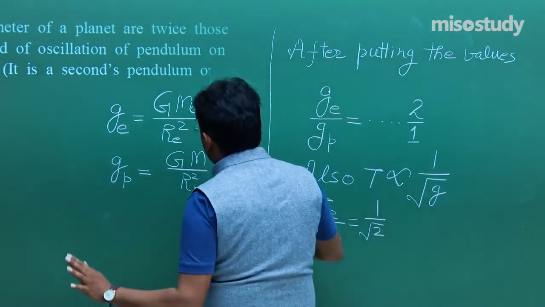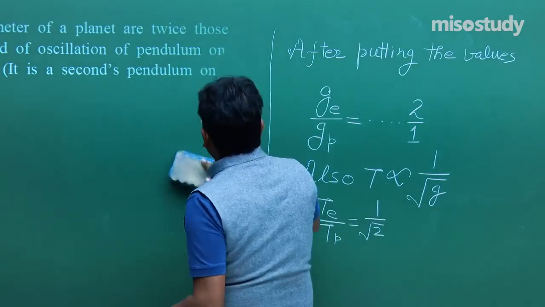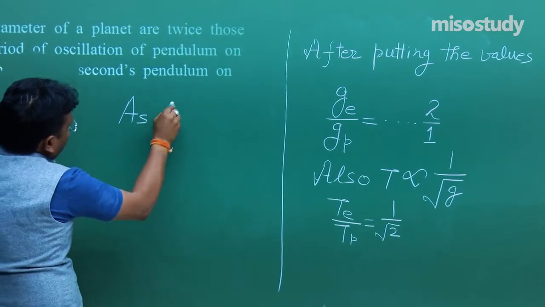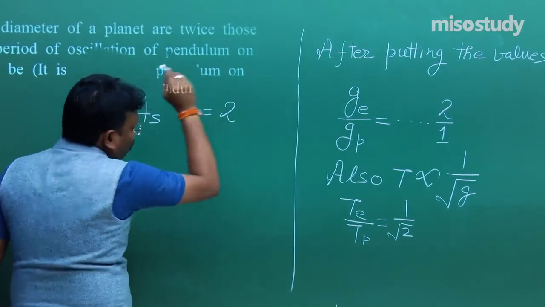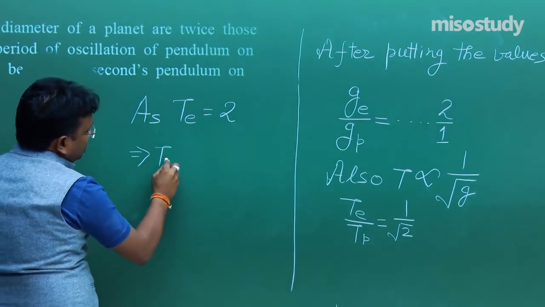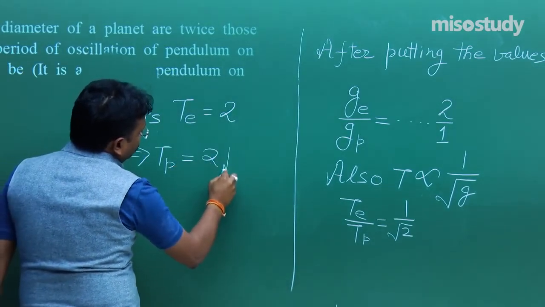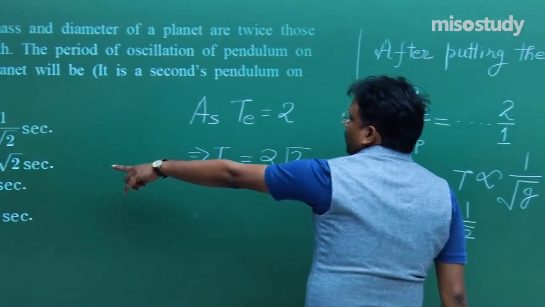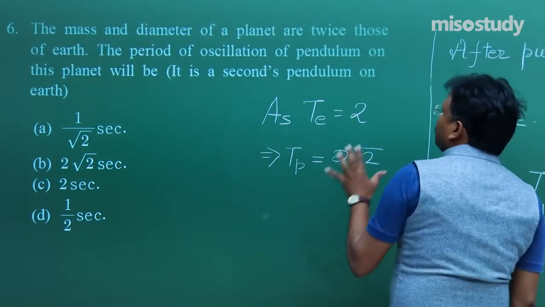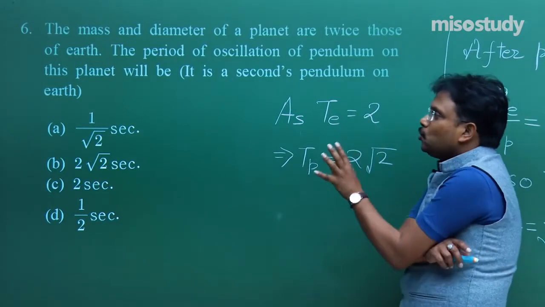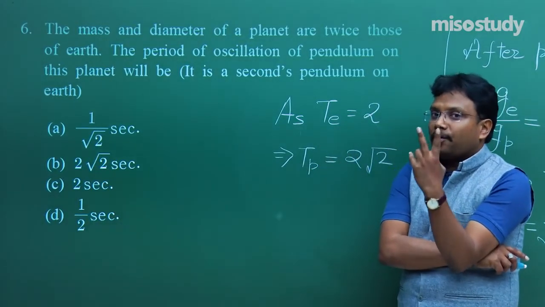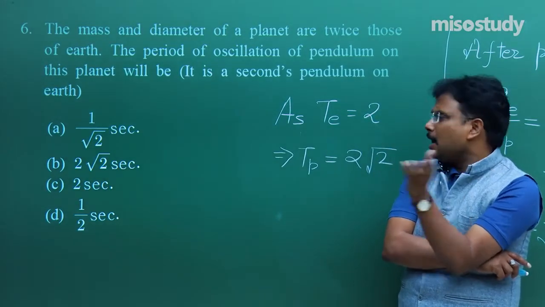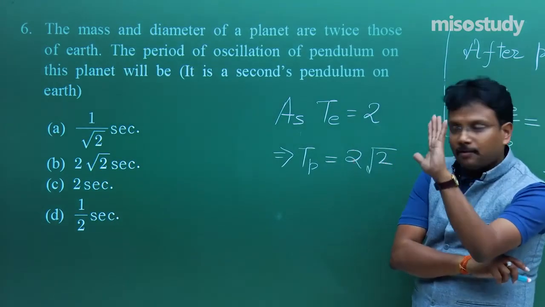So let's use this space and let me write down TE is equal to 2. This implies that TP is equal to 2 root 2, fine. So correct answer is visible, B is the correct answer. This is a very simple question. You can say it incorporates two concepts. One is variation of acceleration due to gravity from planet to planet, and then this simple concept of time period, fine.